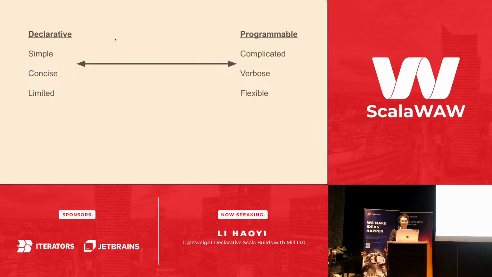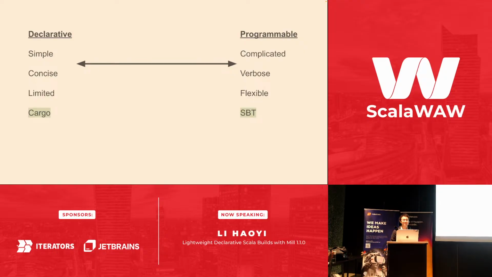So the way I think about when to use declarative builds is that declarative builds are simple, they're concise, but they're also extremely limited and often cannot do what everyone needs to do all the time. Programmable builds are complicated and verbose, which makes them annoying to use for simple projects or simple use cases, but they're flexible so they can do what everyone needs to do, although perhaps in a slightly more verbose way than the declarative builds can.